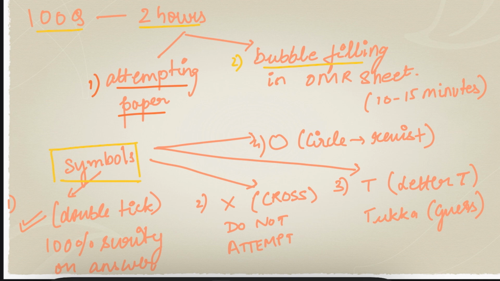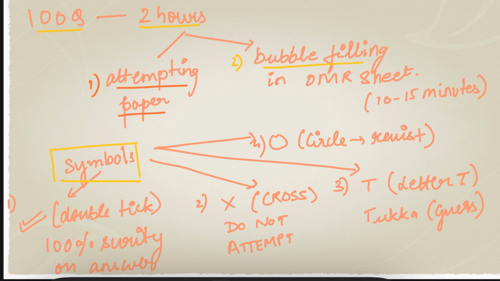Second is a cross mark. These are the questions which you will not be attempting in your question paper. Let's say there are 1, 2 or maximum 5 questions whose answers you do not know, and you will not be taking the risk to attempt those questions because you simply have no information about them.